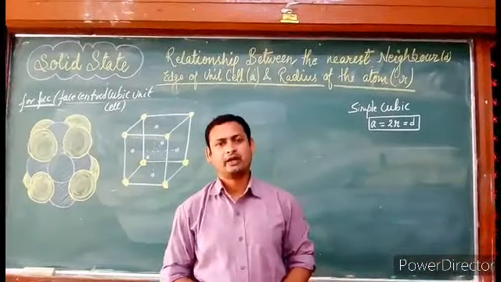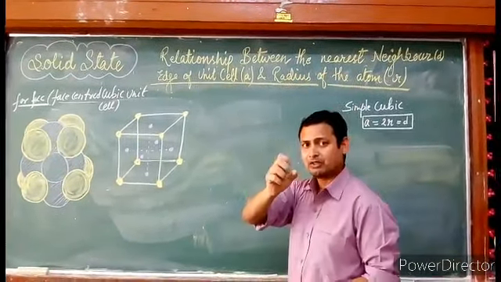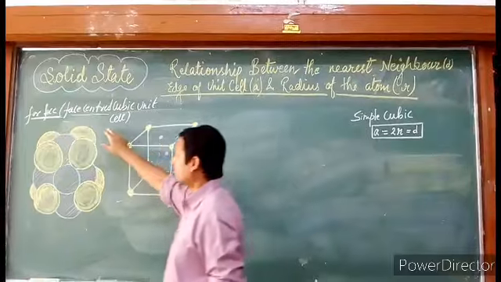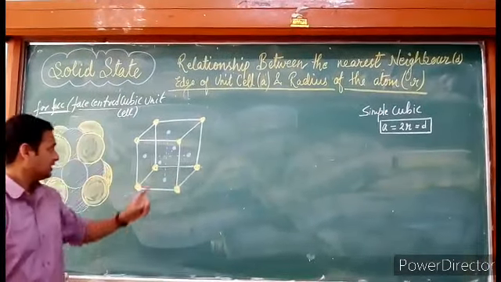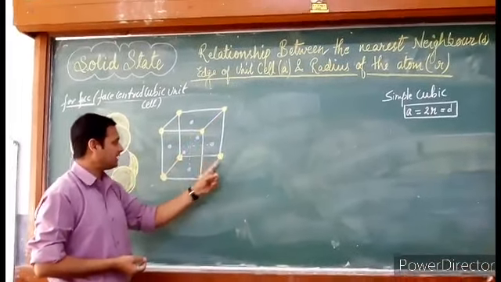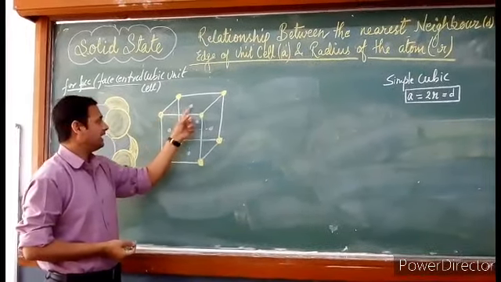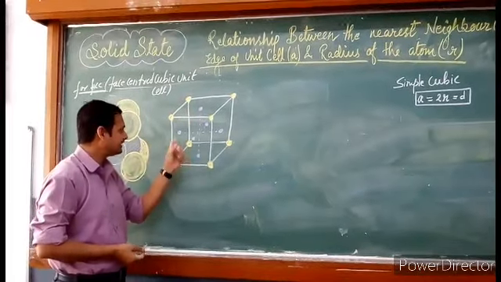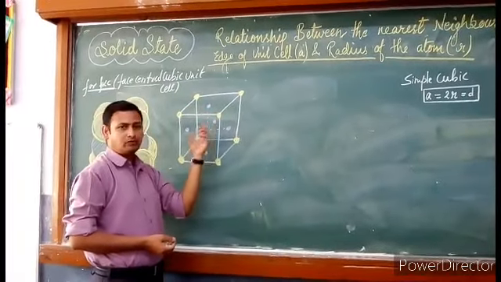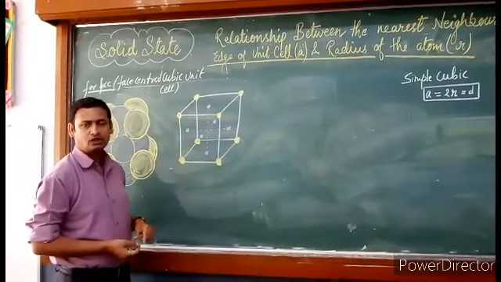Now students, we are going to have the relationship between the nearest neighbor distance, edge length, and radius for face-centered unit cell. In case of face-centered unit cell, we all know we are having atoms at the 8 corners. Along with that, we are having atoms at the 6 faces: first face, second face, third face, fourth face, fifth, front one and back one. So we are having 6 atoms at the faces and 8 atoms at the corners.